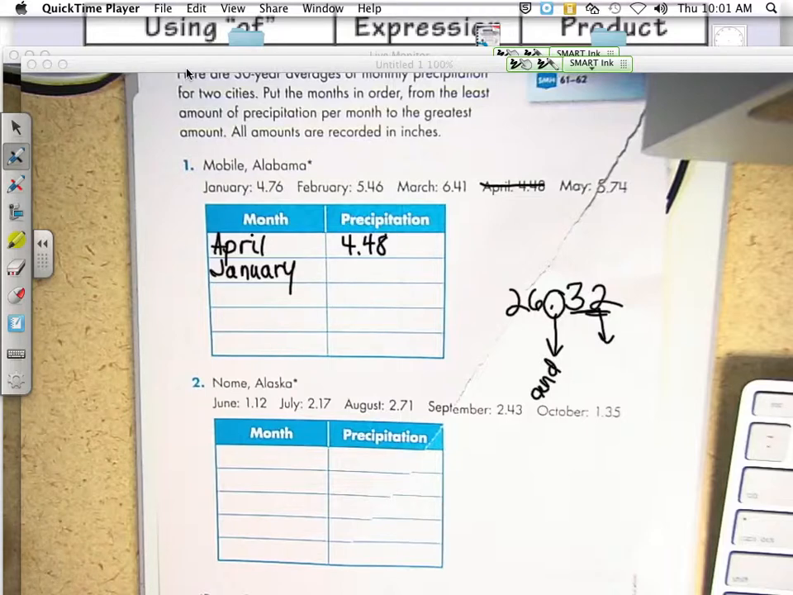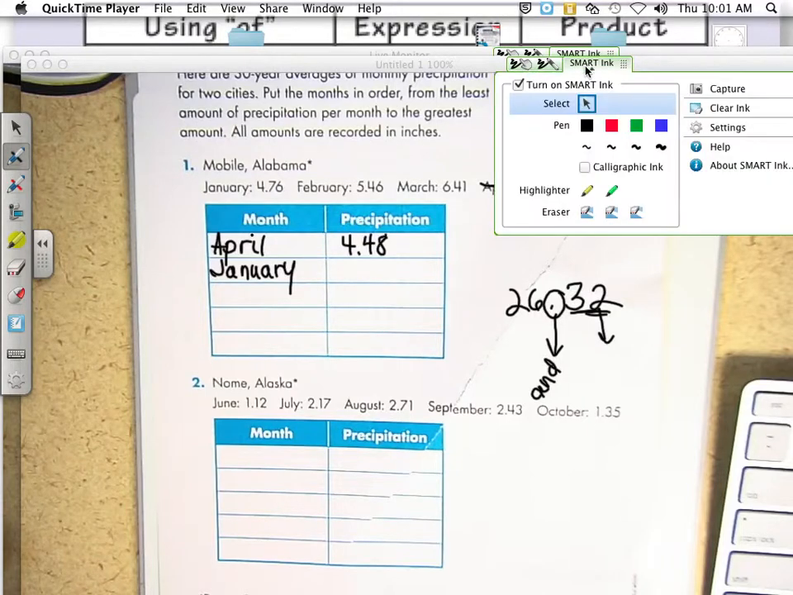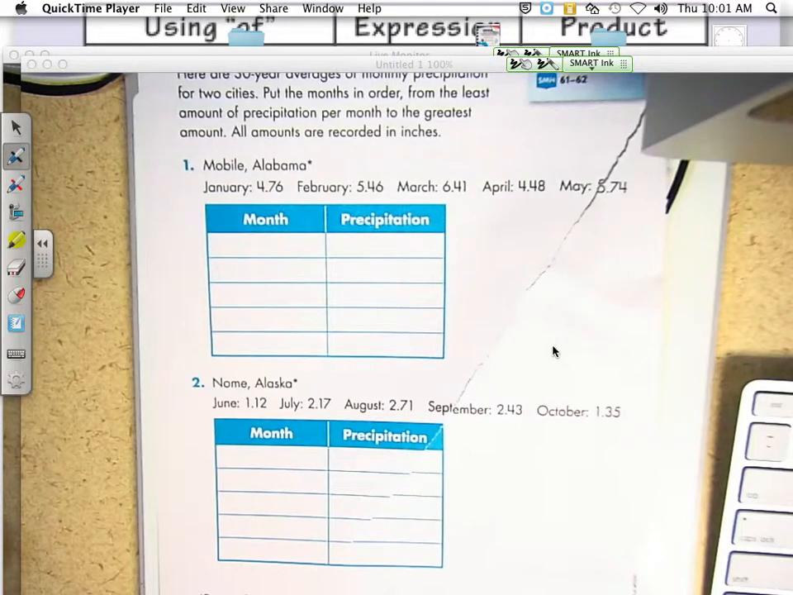Clear the ink for me, please. Okay. So, Noah, help me out here. January's precipitation was? 4 and 76 hundredths. Good job. 4 and 76 hundredths. What comes next? Clark.